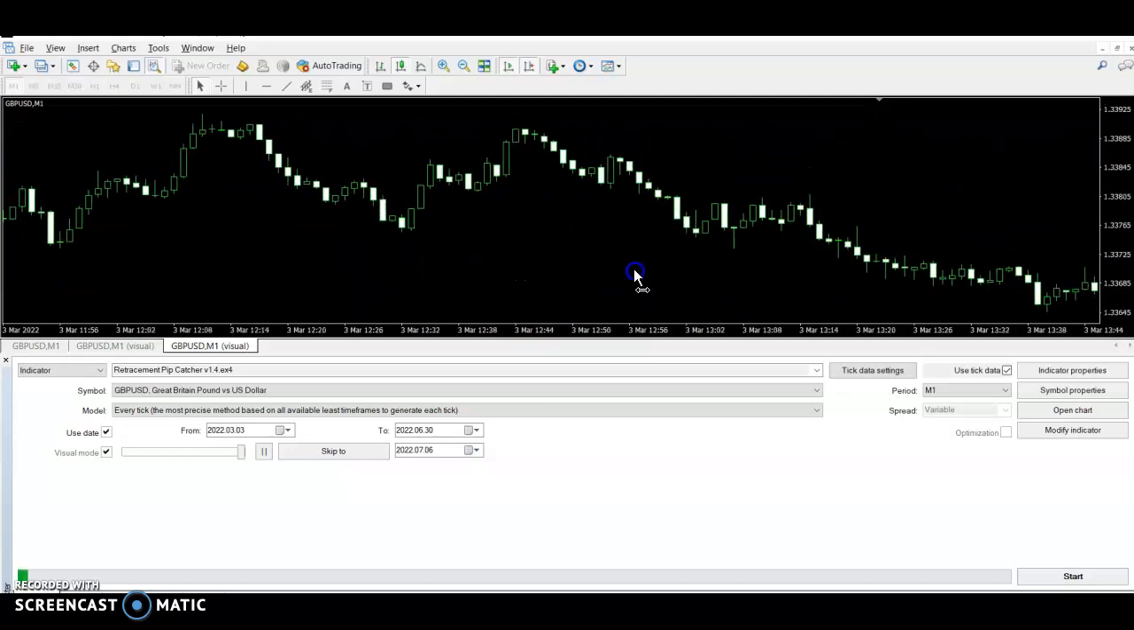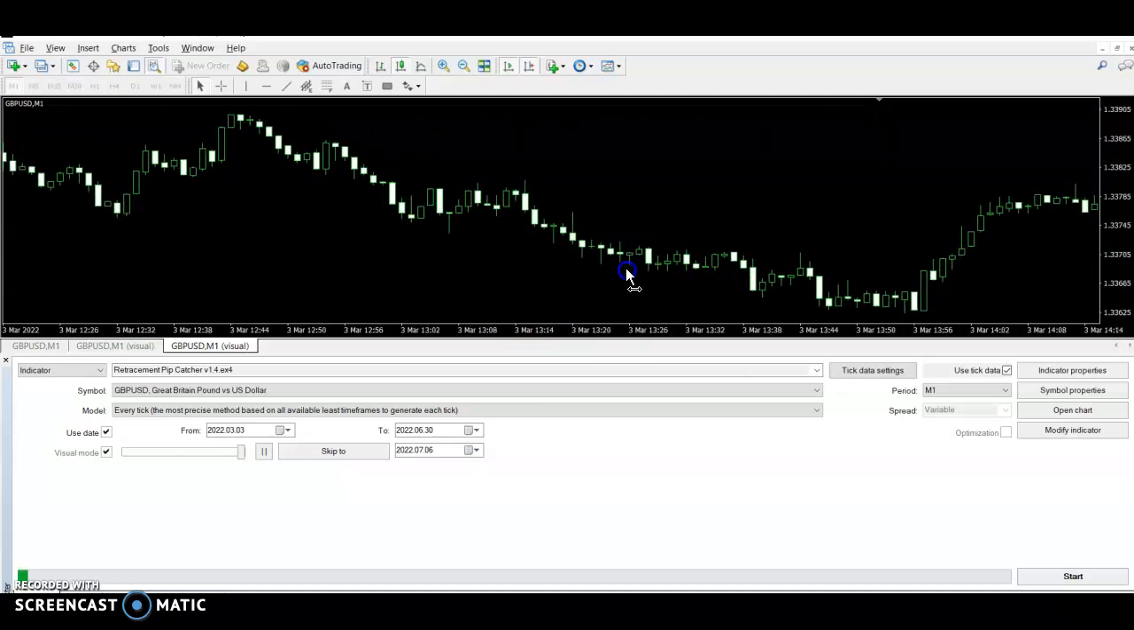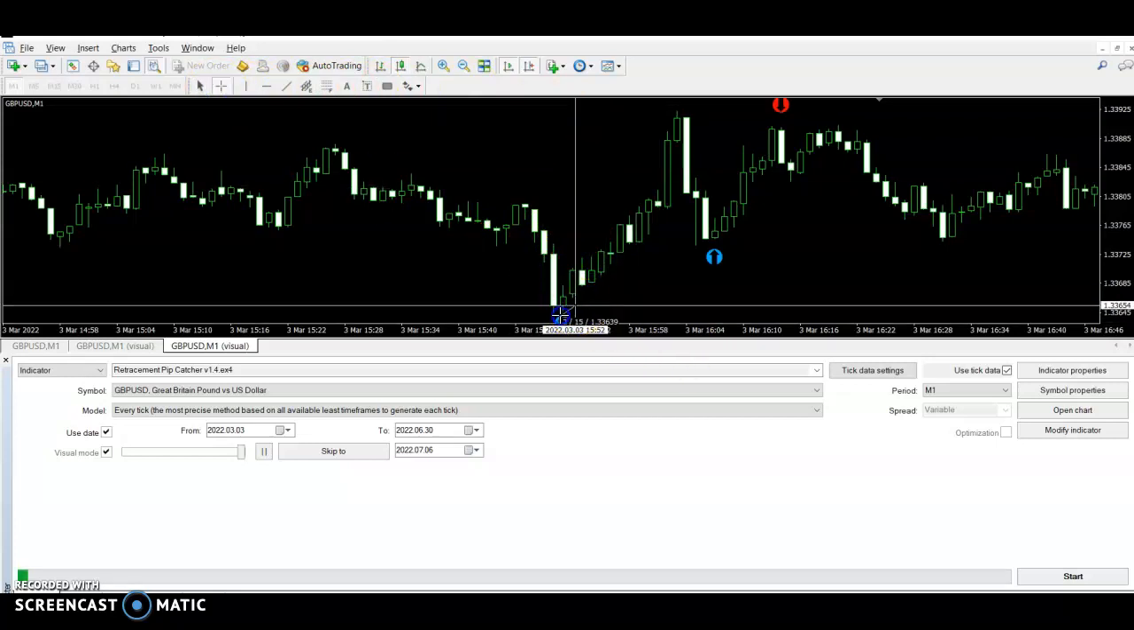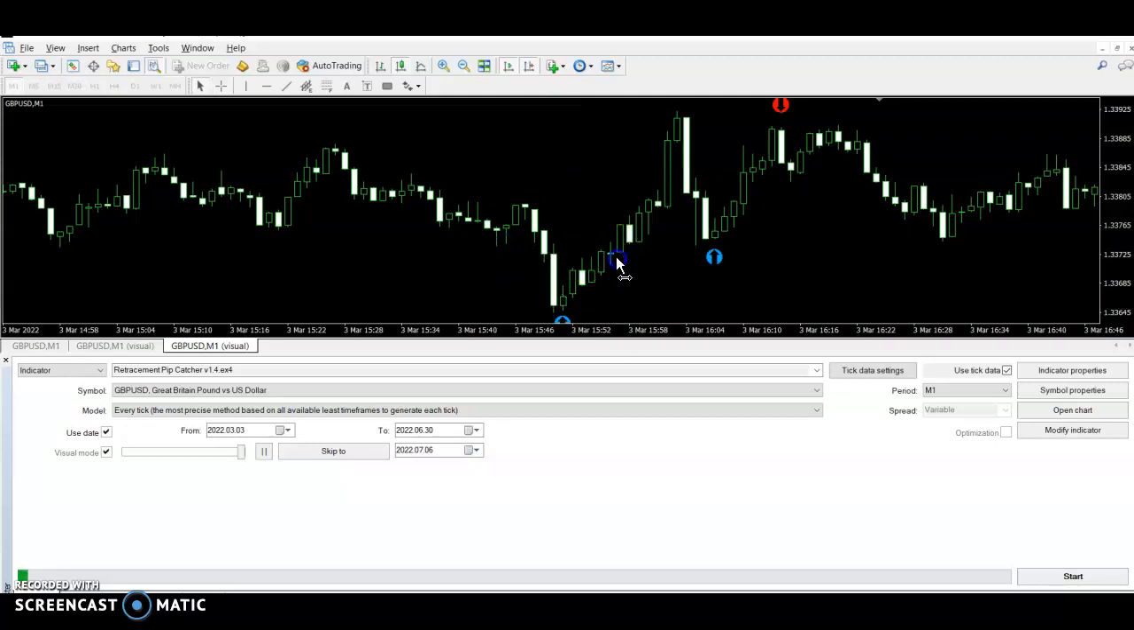Okay, and then we go to here. Okay, that's a beautiful trade. You can easily see that. There's your previous structure for your target. So you enter here. Stop loss is about 2 pips, and your target there is about 8 pips. So that's a 4 to 1.